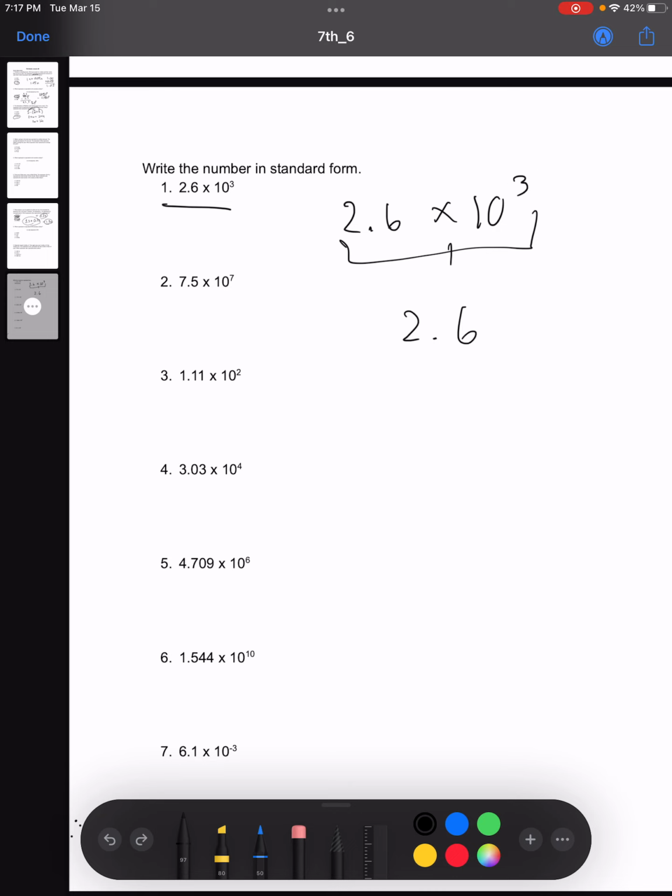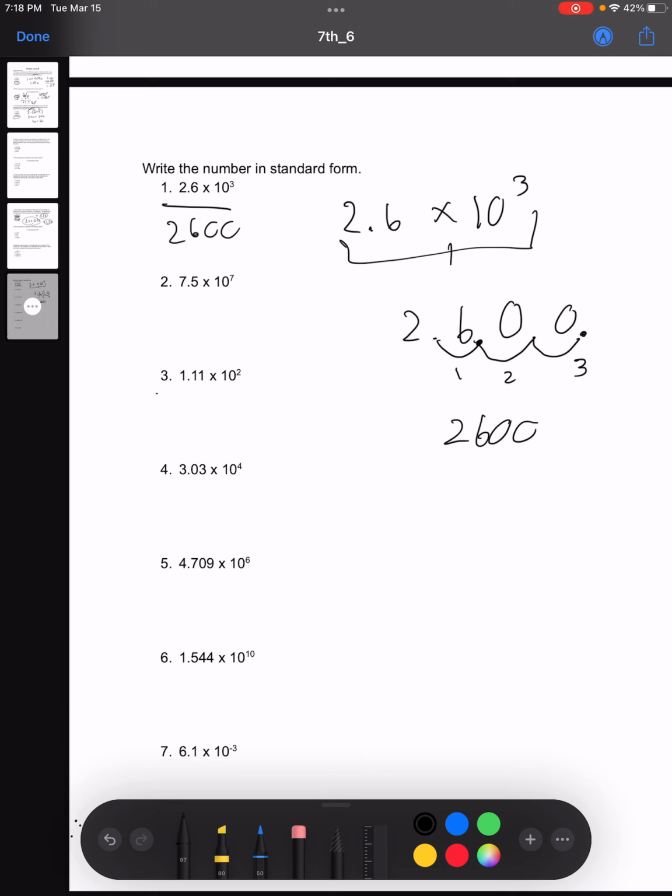In this case, it's 3. So we need to move this decimal point 3 places to the right. So we go 1, and then we can add in another 0, 2, and then add in one more 0, 3. So we're left with 2,600, making our answer 2,600.